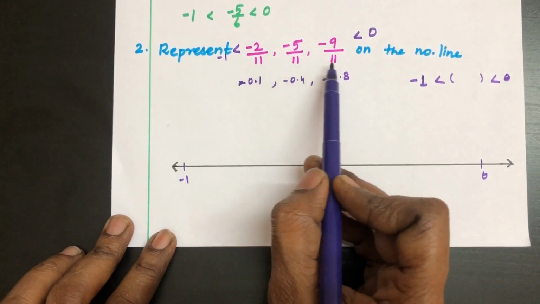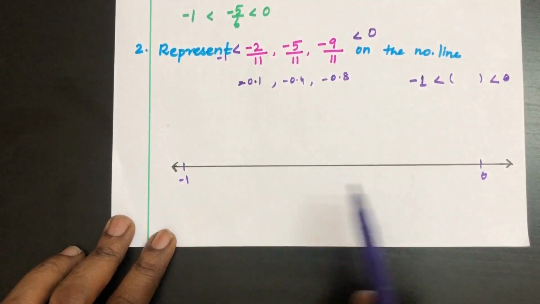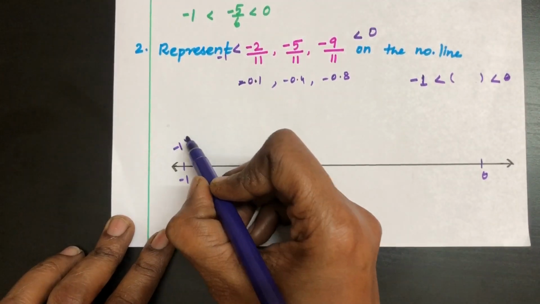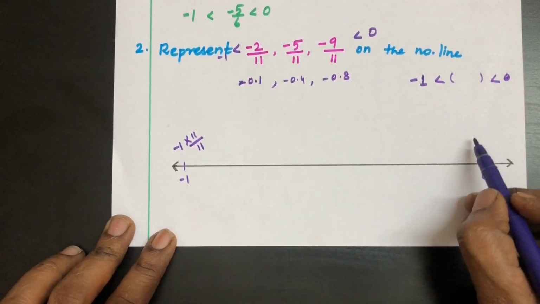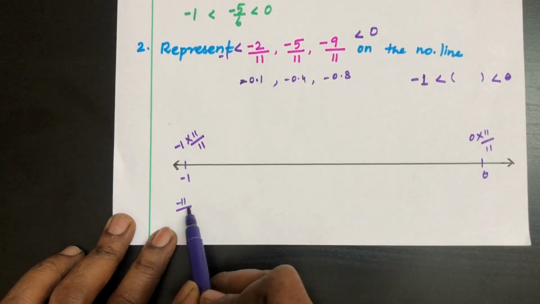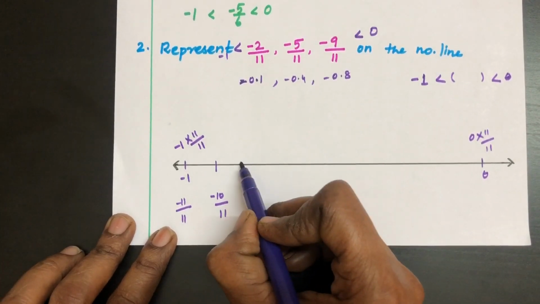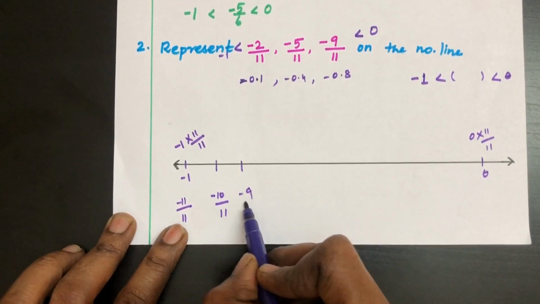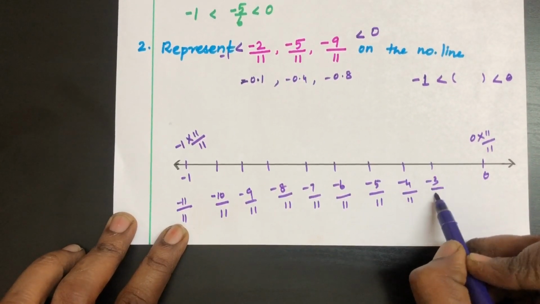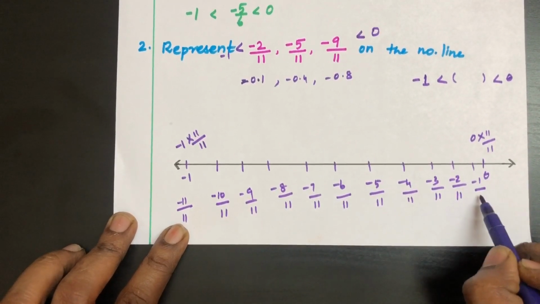We need to see the denominator 11. So we are going to make 11 equal parts in between minus 1 and 0. It's very easy, right? Just multiply this minus 1 with 11 and divide it by 11. Here also 0 into 11 by 11. So this gives us minus 11 by 11. The values here are minus 10 by 11, minus 9 by 11, minus 8 by 11, minus 3 by 11, minus 2 by 11, minus 1 by 11.